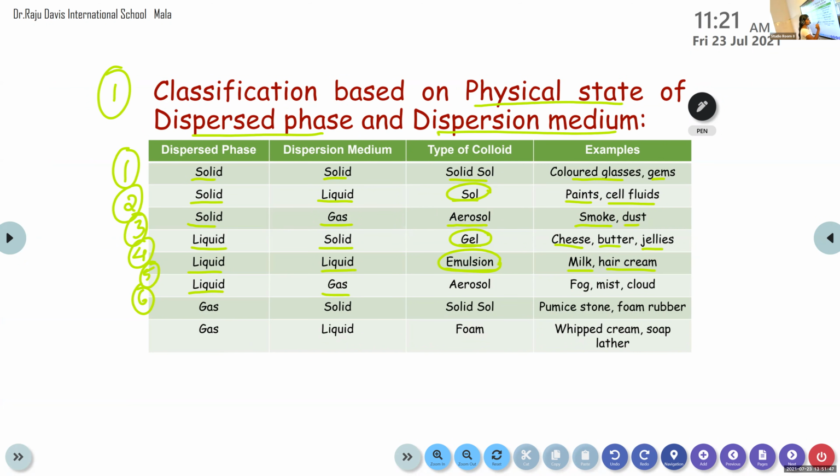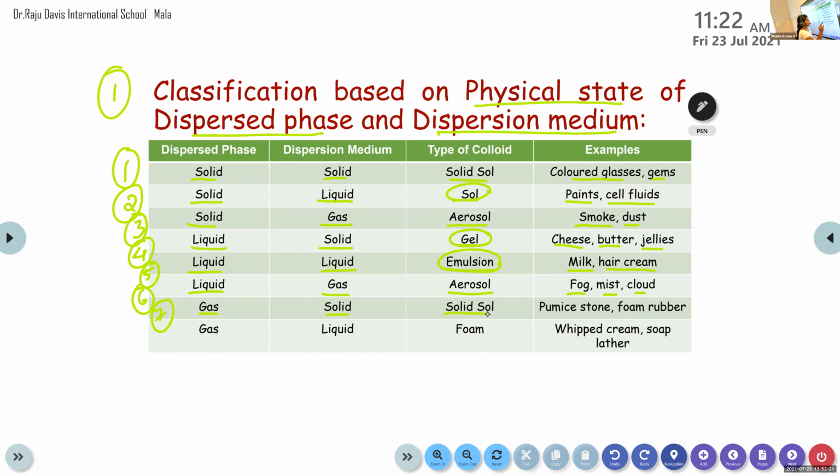Then the sixth one, the dispersed phase is liquid and the dispersion medium is gas. Again it is known as aerosol. The examples here are fog, mist, cloud, etc. Then the seventh one, if the dispersed phase is gas and the dispersion medium is solid, again it is solid sol. So here is the repetition of solid sol and aerosol.